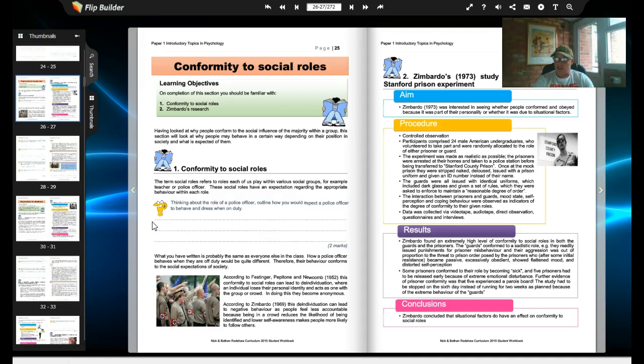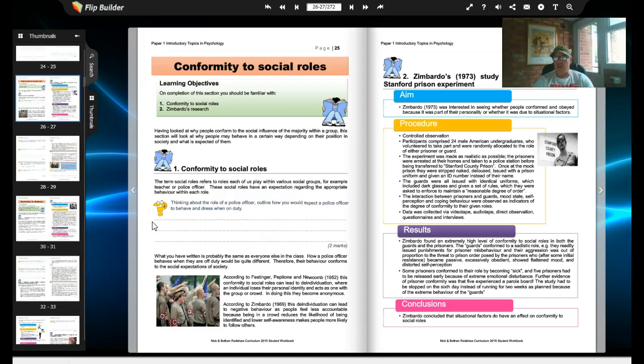Also, some prisoners conformed to their roles by becoming sick, and 5 prisoners had to be released early because of extreme emotional disturbance. Further evidence of prisoner conformity was that 5 experienced a parole board. The study had to be stopped on the 6th day instead of running for 2 weeks, as planned, because of the extreme behaviour of the guards.